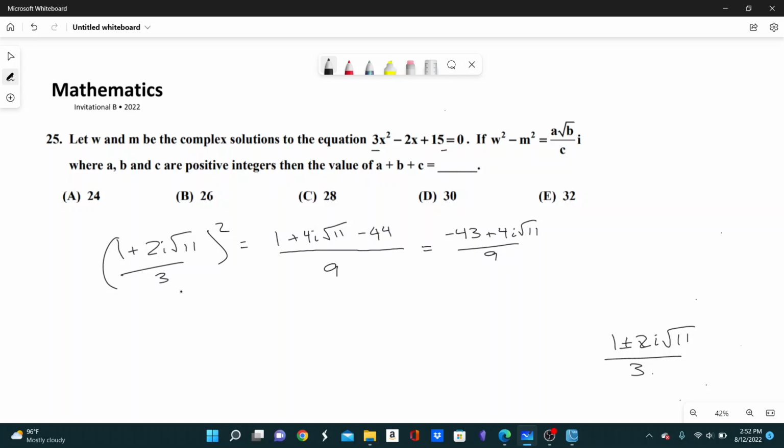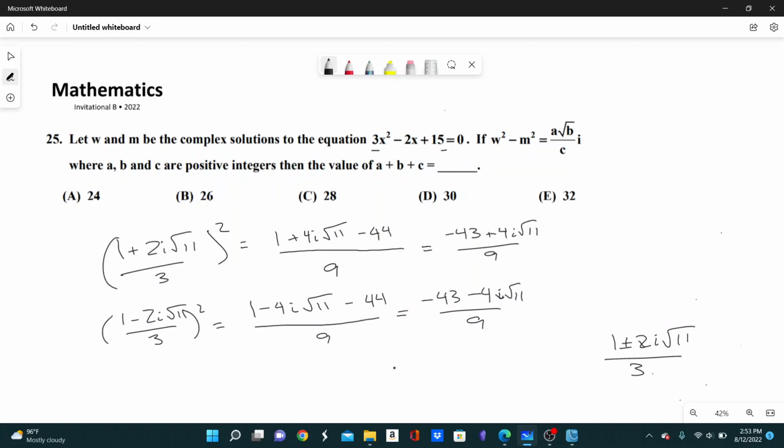So now we just have to square the other solution. So 1 minus 2i times the square root of 11 divided by 3. It's going to be very similar. So 1 squared, that's still 1. And then multiply these two terms, and then multiply that by 2. So minus 4i square root of 11. And then this term squared, that's also going to be minus 44. And then on the bottom, we still have 9. And so combining like terms, it'll be negative 43 minus 4i square root of 11 divided by 9.